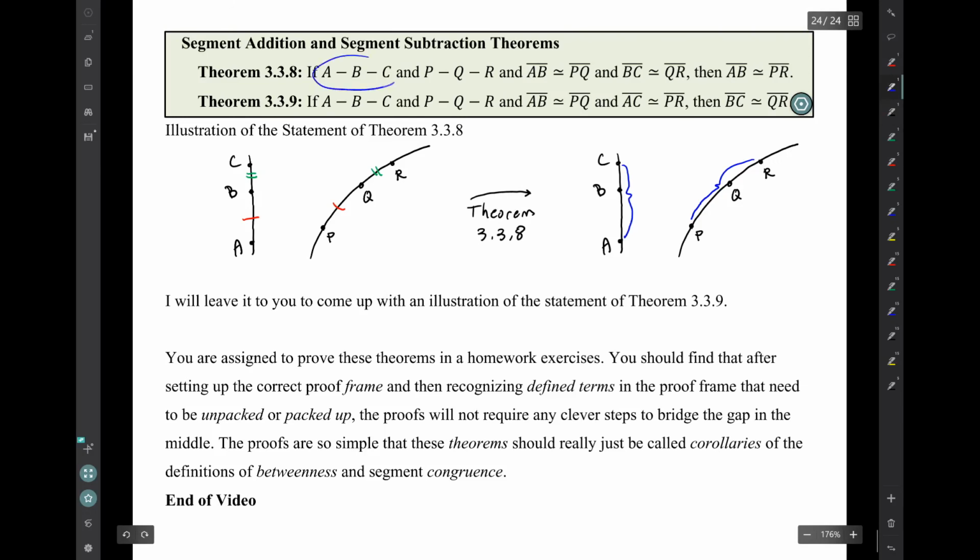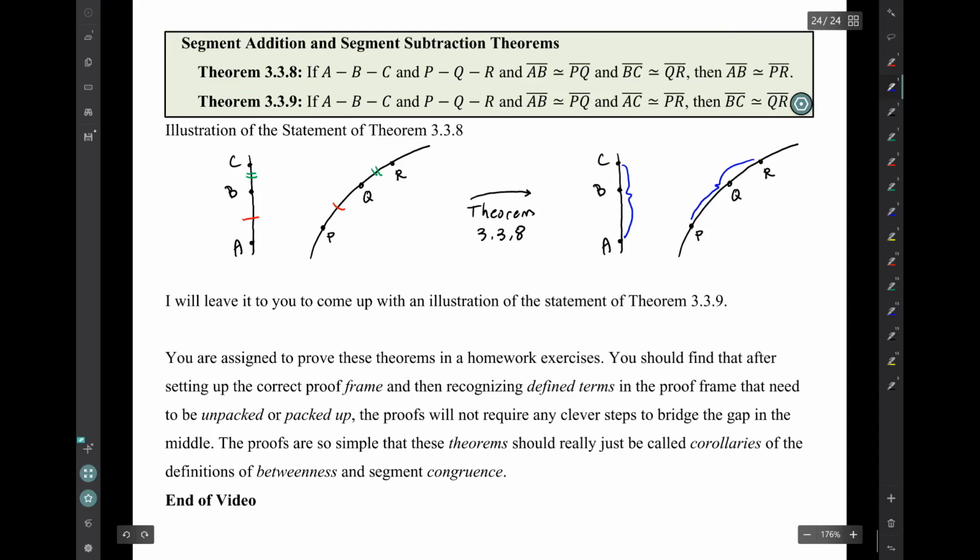So again, this theorem says if you have points A, B, C with that betweenness relationship and P, Q, R with that betweenness relationship, and AB is congruent to PQ, which I've illustrated by drawing this red hash mark, and BC is congruent to QR, which I've illustrated using this green hash mark, then AC is congruent to PR, which I've illustrated using these blue brackets. So that's an illustration of that statement, Theorem 3.3.8. You should be able to come up with an illustration of Theorem 3.3.9.